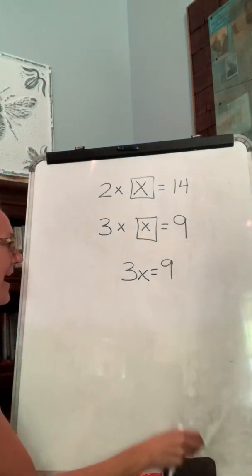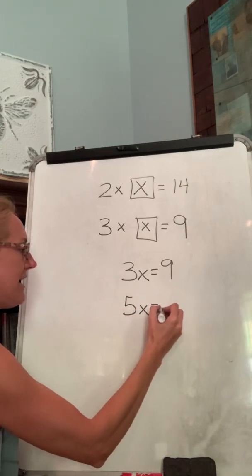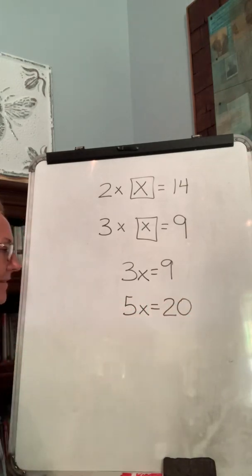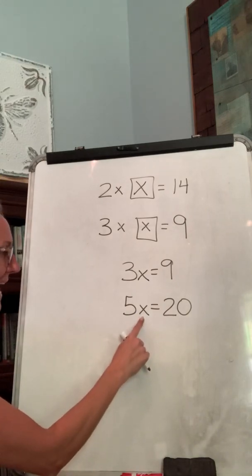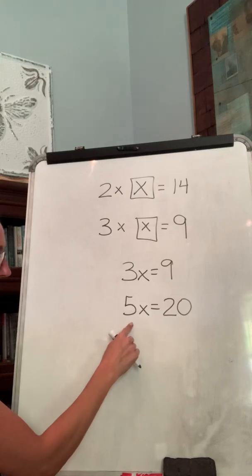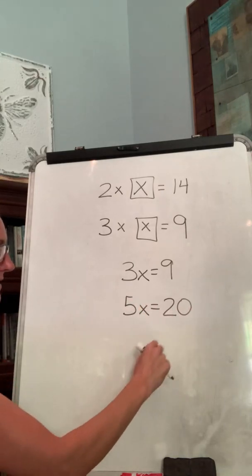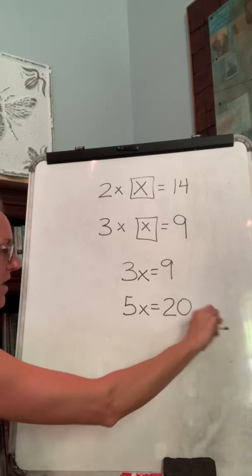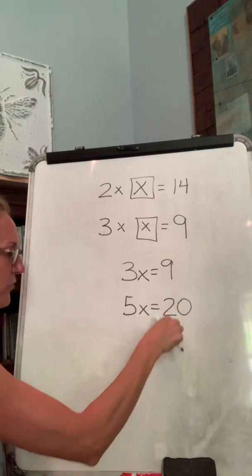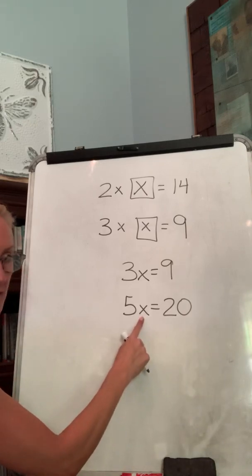Okay? What if I say 5x equals 20? What is x? What are we multiplying times 5? Well, you're going to have to divide the 20 stickers or carrots, whatever they are, into 5 groups to figure out how many are in each group for x.